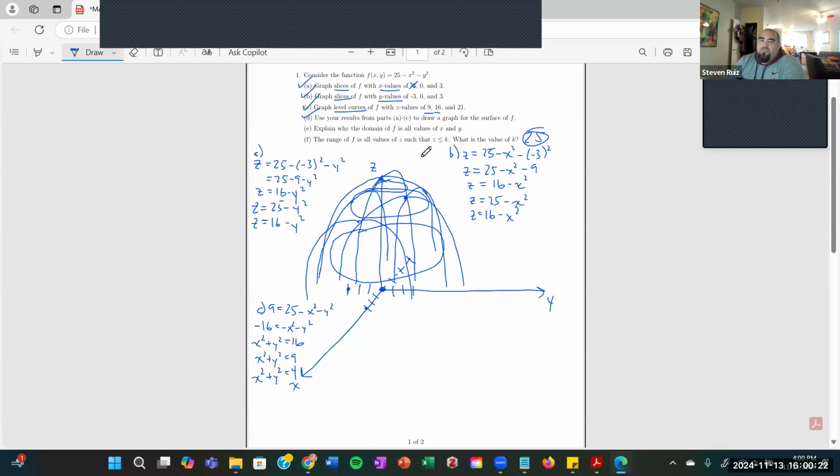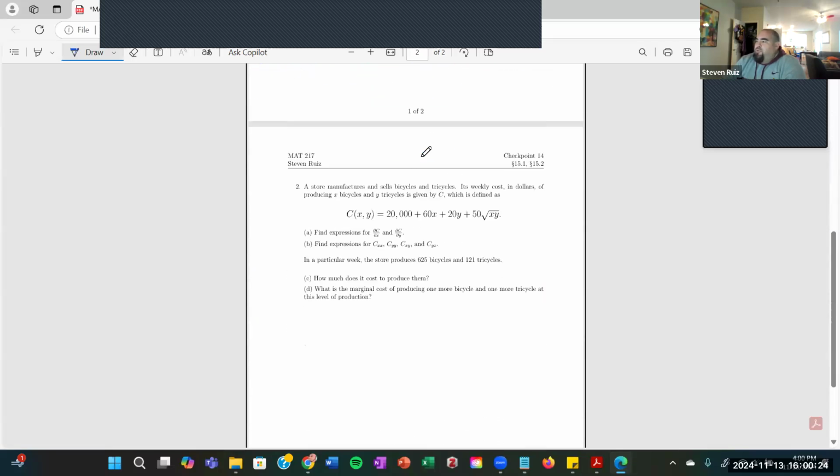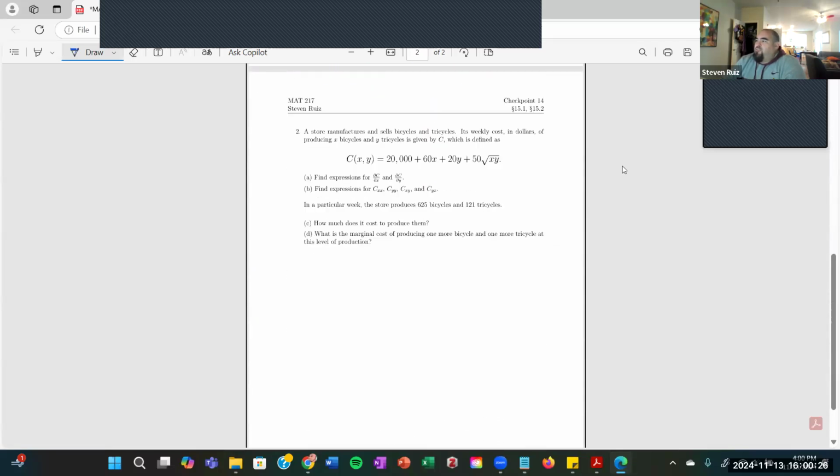All right, that's all for question 1. Question 2. A store manufactures bicycles and tricycles. Its weekly cost for producing X bicycles and Y tricycles is given by C, and I give you this function here.